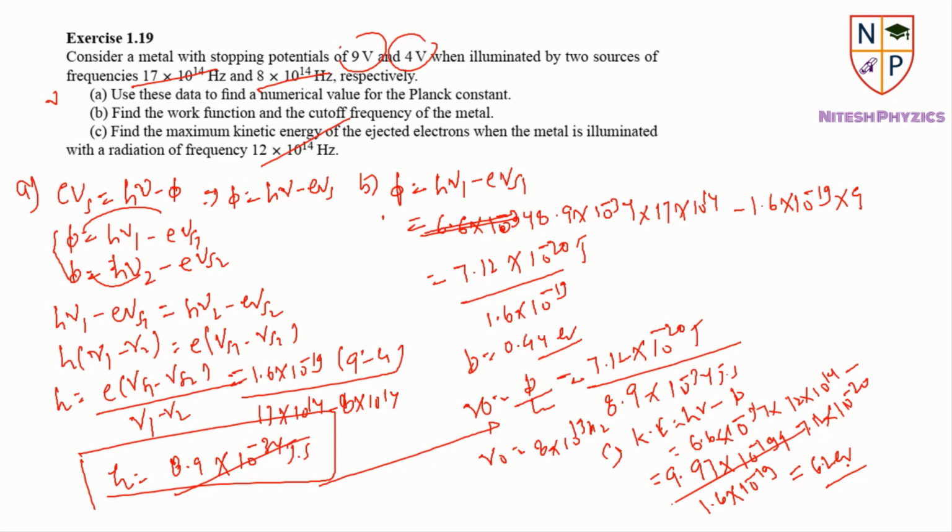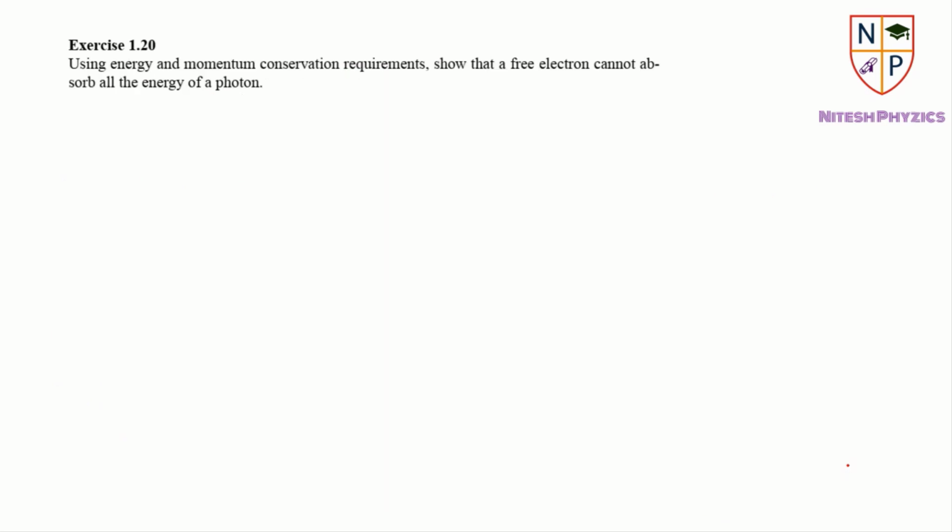Okay, next moving to our next question, and this is the last question of this video. The question reads: using energy and momentum conservation requirements, show that a free electron cannot absorb all the energy of a photon. So this is a very tricky question. Kindly listen to what I say, because I am writing less and speaking a lot. So using the conservation of linear momentum and conservation of energy, we check whether a free electron can absorb a photon or not, as follows.